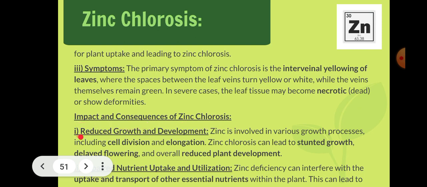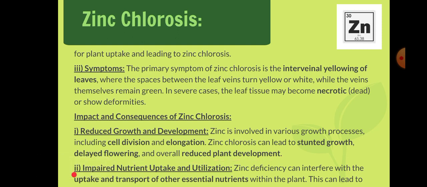The first one is reduced growth and development. Zinc is involved in various growth processes including cell division and cell elongation, and the chlorosis due to zinc can lead to stunted growth, delayed flowering, and overall reduced plant development.